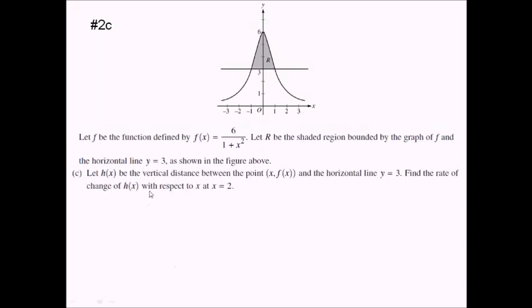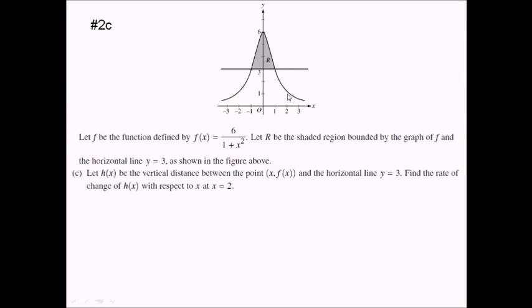For this problem, they're telling us that h of x is the vertical distance between the point x comma f of x, so basically some point on this f function here, and the horizontal line y equals 3. So we just want to find the rate of change of h with respect to x at x equals 2. So now if you're finding vertical distance, we're talking about absolute value of distance here. And this is a little bit tricky because at some points f is above the horizontal line, at some points it's below.